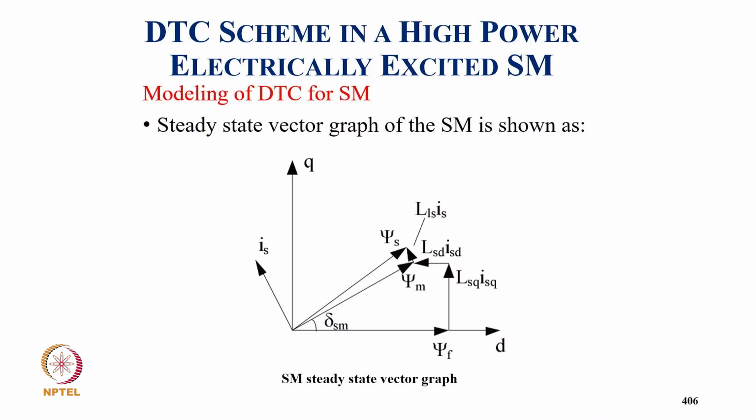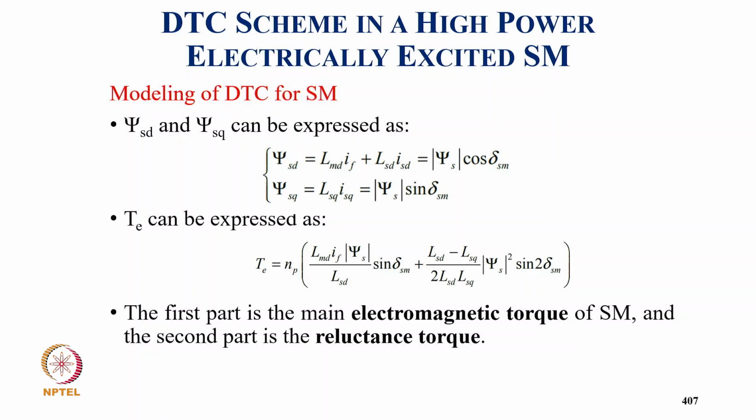And this is the steady state vector graph for the synchronous motor from which the equations are derived, and phi SD and phi SQ can be written: phi SD equal to LM IF plus LSD ISD, that is phi S cos delta SM, and phi SQ equal to LSQ ISQ, that is phi S into sin delta SM. The torque is expressed as T equal to NP in bracket LM IF phi S upon LSD LSM sin delta SM plus LSD minus LSQ upon 2 LSD LSQ phi S square sin 2 delta SM. The first part is the electromagnetic torque of the synchronous motor, and the second part is the reluctance torque.